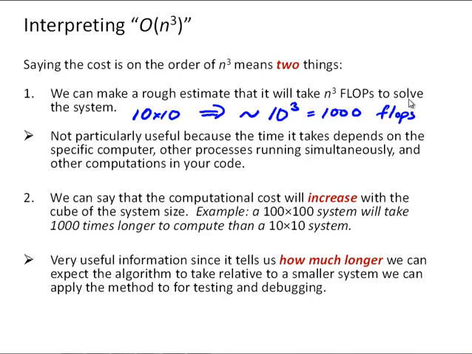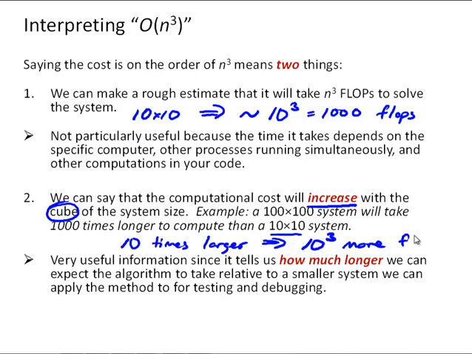Now, that's not particularly useful because the time it takes to execute a single flop depends on the specific computer, whether other processes are running simultaneously, and what else is going on in your code. But a more useful thing is to know that the computational cost will increase with the cube of the system size. So we know that a 100 by 100 system will take approximately 1,000 times longer to compute than a 10 by 10 system. And the way that we can see that is, a 100 by 100 system is scaling up by a factor of 10, so a 10 times larger system means 10 cubed, so there's where that n cubed comes in, more flops or more computational cost.